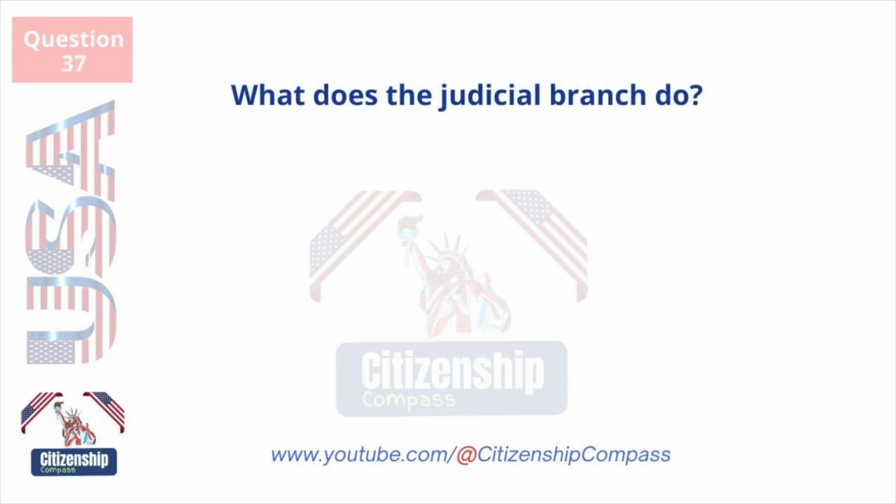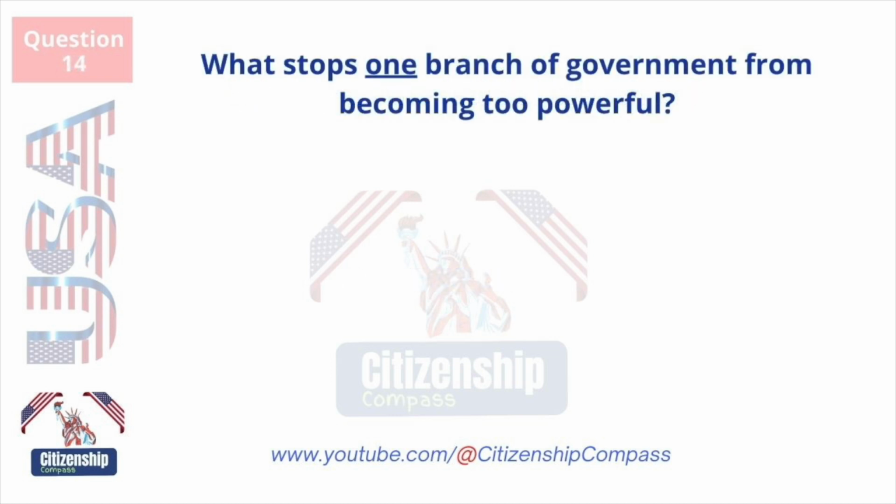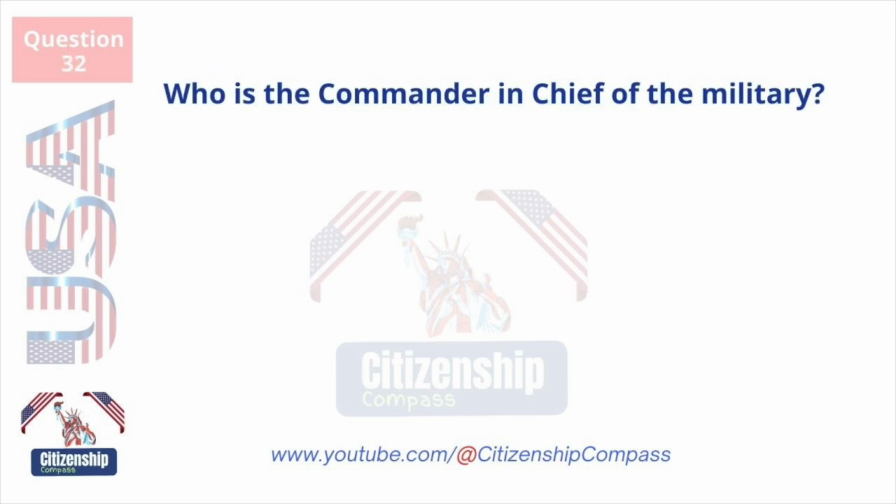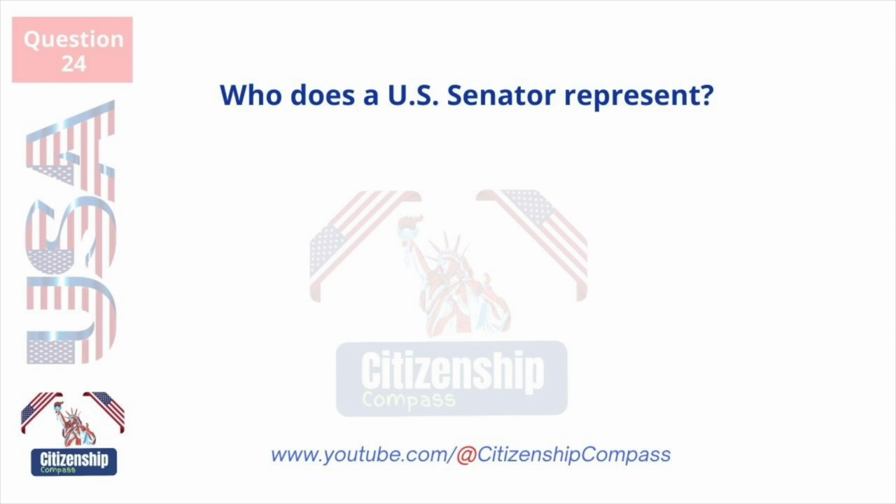What does the judicial branch do? Reviews laws. What stops one branch of government from becoming too powerful? Checks and balances. Who is the commander-in-chief of the military? The president. Who does a U.S. senator represent? All people of the state.